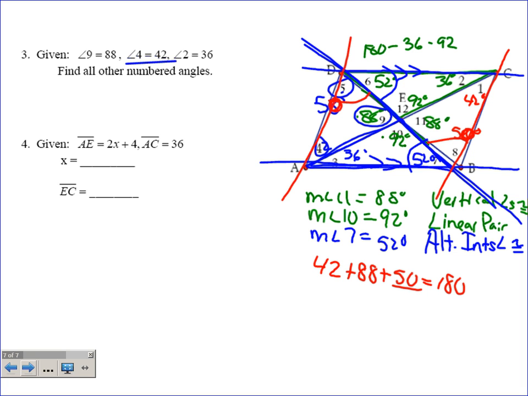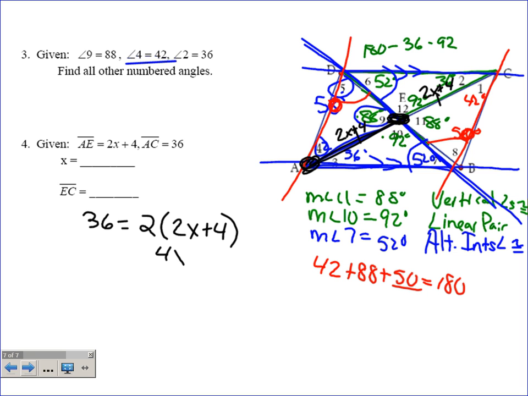Okay. Last thing here, it uses the same picture. Hopefully that wasn't very confusing. Hopefully you can use that later on. It says that AE, this part right here, is 2x plus 4, and it says that all of AC is 36, so we could say 36 equals 2 times 2x plus 4. Why would I say 2 times 2x plus 4? There's 2 of them. Basically, this is 2x plus 4, and since this is a diagonal that's being bisected, this is also 2x plus 4. So the whole thing is 4x plus 8.